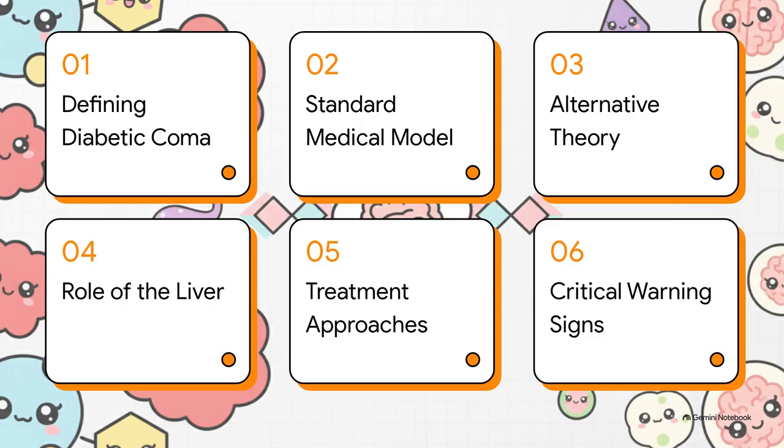Here's our roadmap for today. First, defining the diabetic coma. 2, the standard medical model. 3, the alternative physiological theory. 4, the role of the liver. 5, conflicting treatment approaches. And 6, critical warning signs.